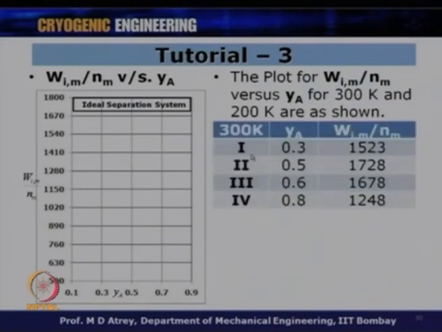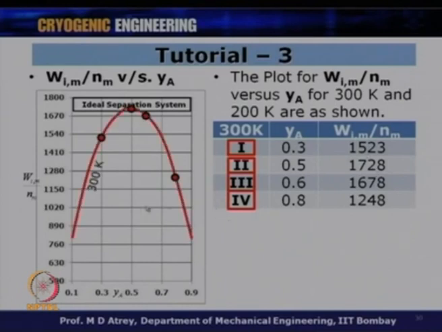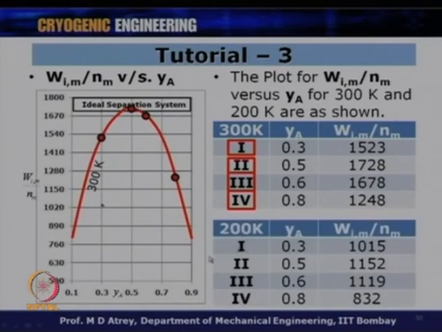What are these cases? Case 1, case 2, case 3, case 4, and let us see all these 4 points. We plot the points, and if we join them, this is the 300 Kelvin curve. That means you can see that the work of separation of this mixture per mole of mixture touches a maximum somewhere over here and comes down. And if I do the same thing for 200 Kelvin, plotting case 1, case 2, case 3, case 4 points and connecting them together, I get a similar trend.